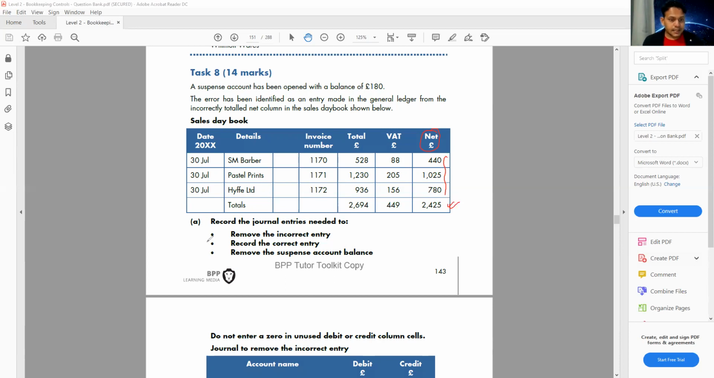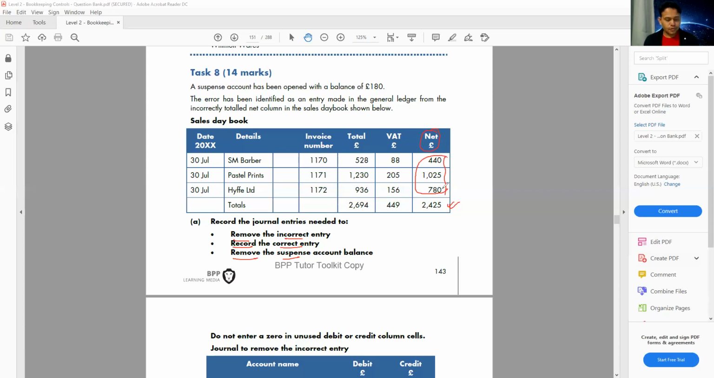So after that, they're asking to record the journal entries: remove the incorrect one, record the correct one, and remove the suspense. You already know how to do it, isn't it? So remove the incorrect one, record the correct one, and finally remove the suspense. So if we add these three, how much is the total here?